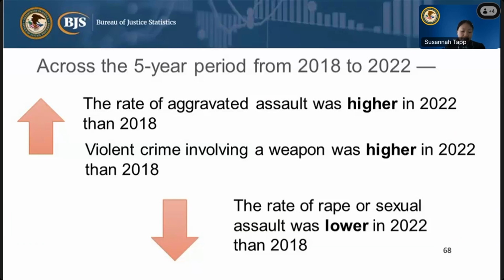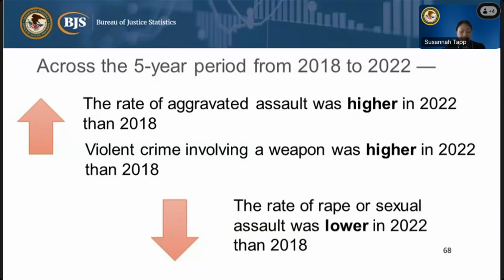Looking at a 5-year trend from 2018 to 2022, we saw a decline in victimizations from 2018 through 2021, and then the overall violent victimization rate rose in 2022 to 23.5, which is actually not statistically different than it had been 5 years ago in 2018.